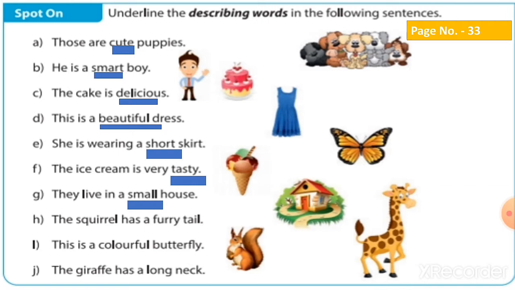Underline it. H. The squirrel has a furry tail. Furry is a describing word. So underline it. I. This is a colorful butterfly. How is the butterfly? The butterfly is colorful. So colorful is a describing word for the butterfly. So underline colorful. J. The giraffe has a long neck. Long is a describing word. So underline it.